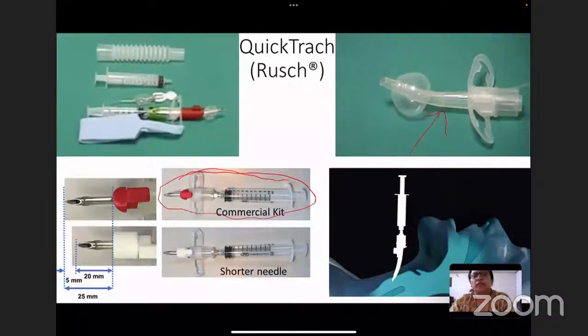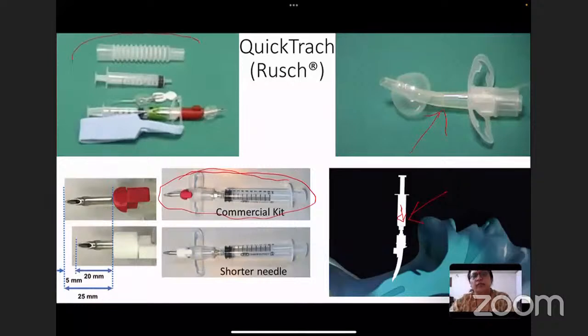And what you do is, again, you identify the cricothyroid space, then take a small nick, then using a water-filled syringe with the cricothyrotomy set, you enter the cricothyroid space. Once you start aspirating air, like how we do when you do a percutaneous tracheostomy, you know that the tip of the needle is in the trachea, and then you slide this outer cricothyrotomy tube into it, and that's how you do cricothyrotomy with a quick track set.